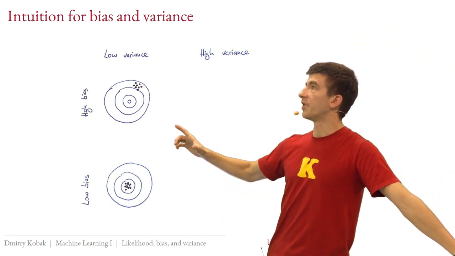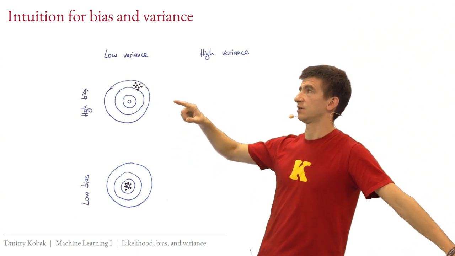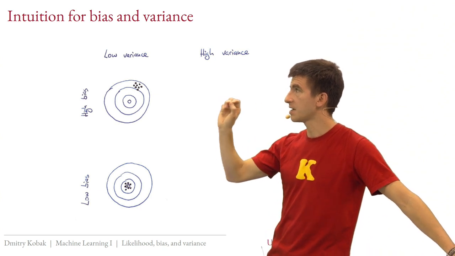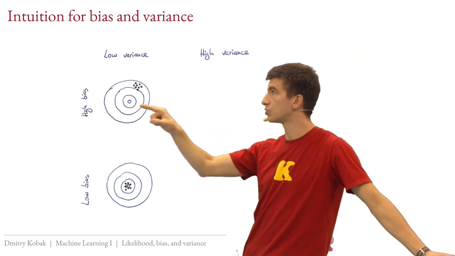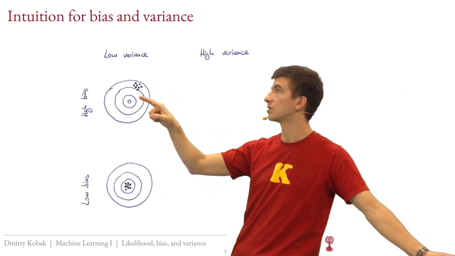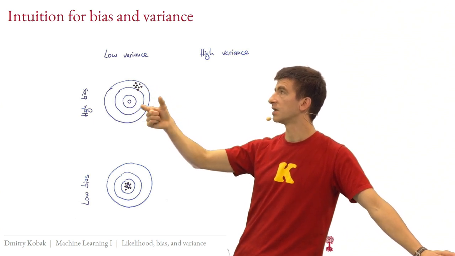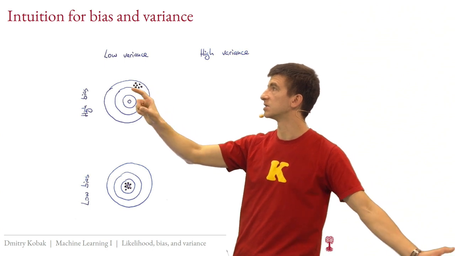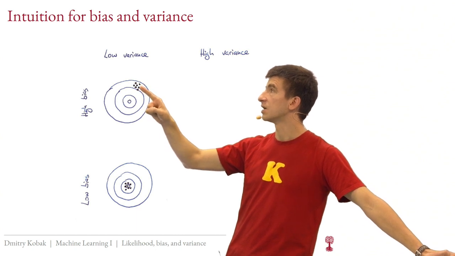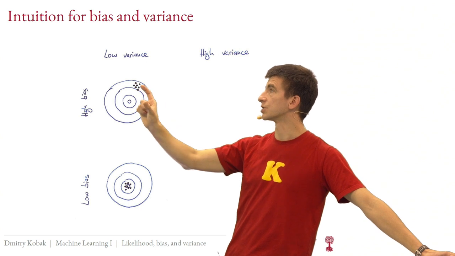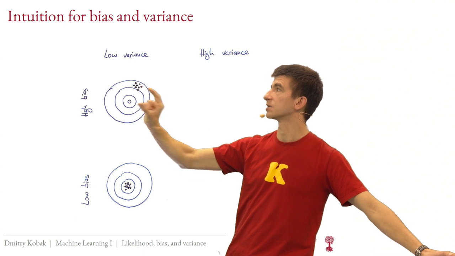Now, what happens if I still have low variance, but now I have high bias? That just means that I consistently miss the center. I'm very consistent, so somehow the noise in my motor system is low. I always hit the same place, but there's some systematic error, and I always end up on one side of where I need to be. So this will be high bias. This thing is the squared bias. It's the difference between my average prediction, in this case my average hit position, and where I want to be, the true one. So this squared is the squared bias.